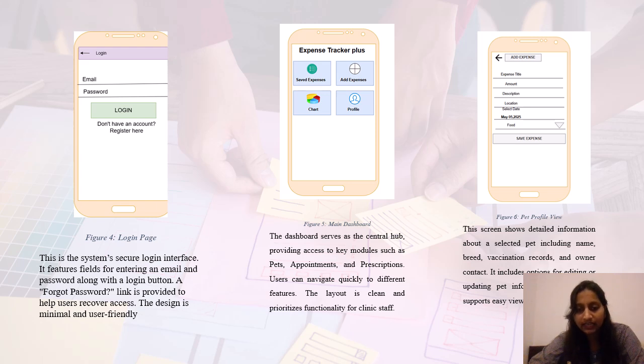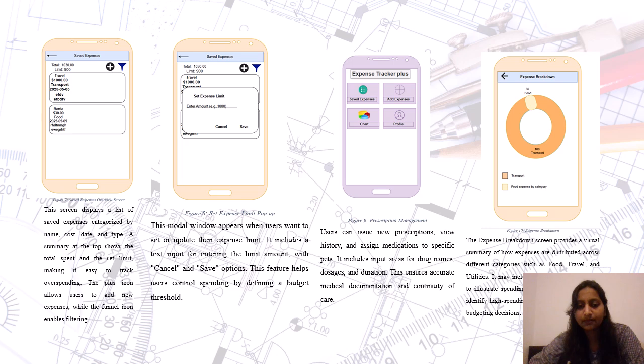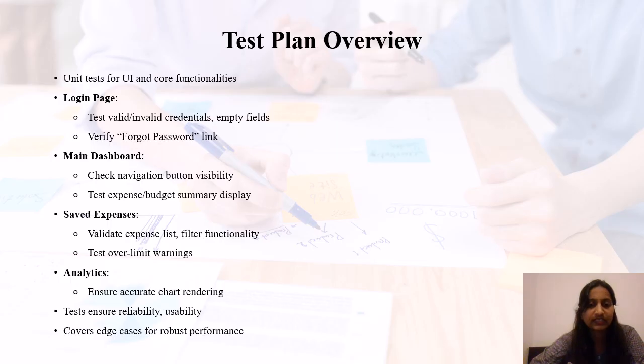So again we have the main dashboard. The main dashboard serves as the central hub providing access to key modules such as pets, appointments and prescriptions. And again we have the expense tracker plus the expense dashboard. This screen displays a list of saved expenses, categorized. And again, we'll move to the test plan overview. In this test plan overview, we have PET's test plan validating its UI and core functionalities.